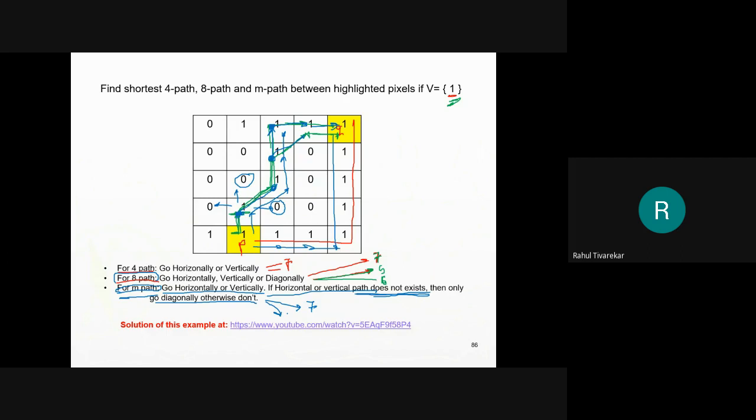We got two paths of length 7 and 6. So for a 4 path, the shortest length path is 7 because there is only one path. For an 8 path, among all the available 8 paths, the shortest path is of length 5, and for the M path, the shortest path is of length 6. So if this is asked, you can comment on the shortest path in all three categories. Otherwise it's not necessary, but here it is asked, that's why I commented: find the shortest 4 path, shortest 8 path, and shortest M path. So we have to comment which of all the possibilities is shortest among these three cases.